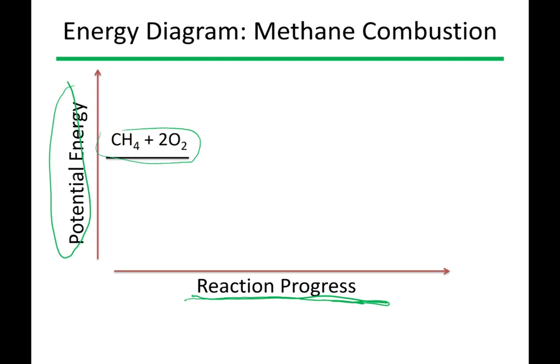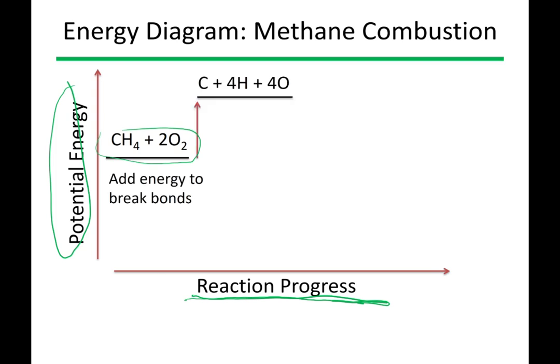So to begin with, if we want to break up methane and make something else, we have to break all the bonds in methane and oxygen, and we know that breaking bonds takes some energy. So if we add energy to break the bonds, we could draw up on this potential energy diagram, and we see we have our individual carbons, our 4 hydrogens, and our 4 oxygens.